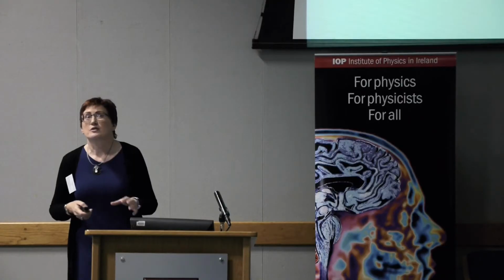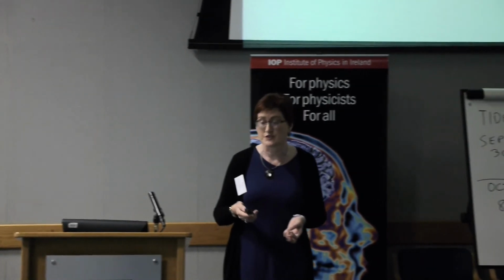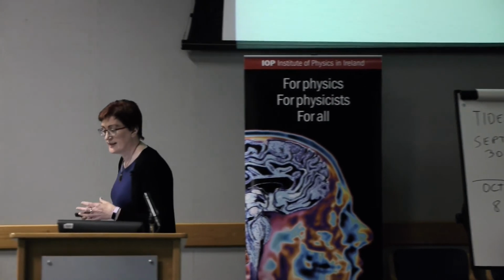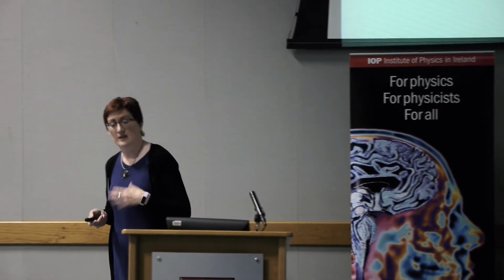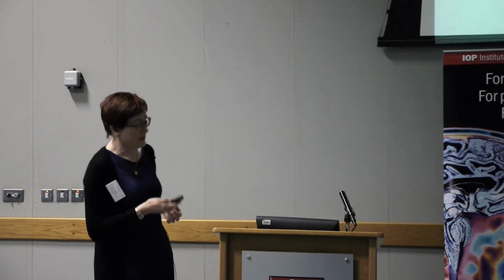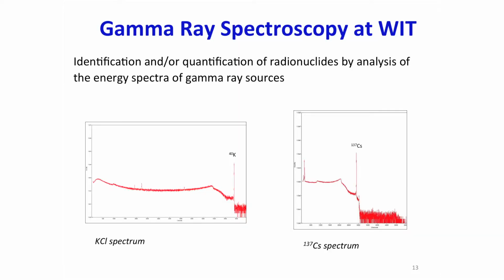So at WIT, we installed the gamma ray spectroscopy system about 5 years ago, and we have been using it, as I said, for a series of experiments on our undergraduate physics program. So we tend to look at spectra like this. What you will see here, I hope, is that there's a main peak. Perhaps I'll go to this one first of all.